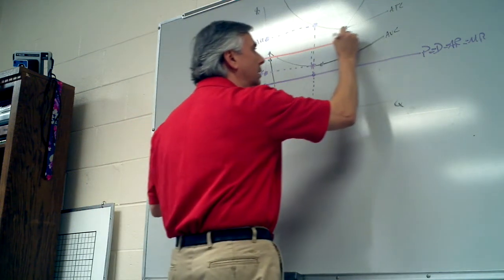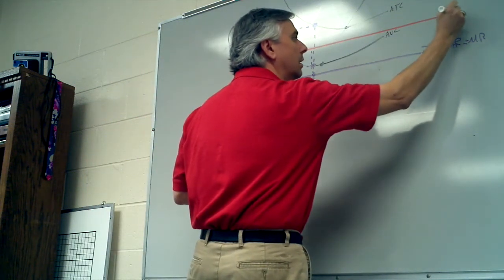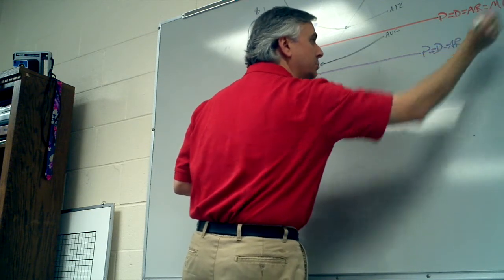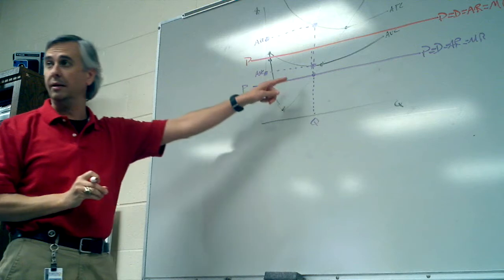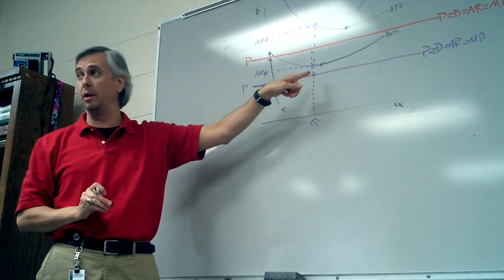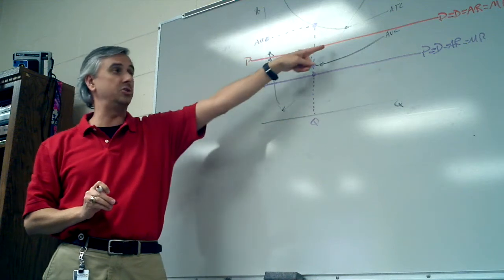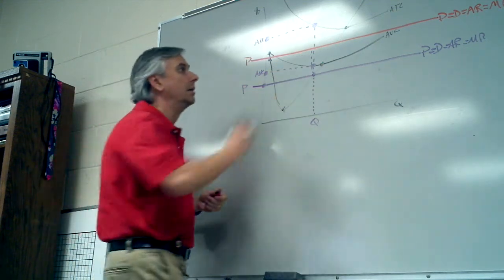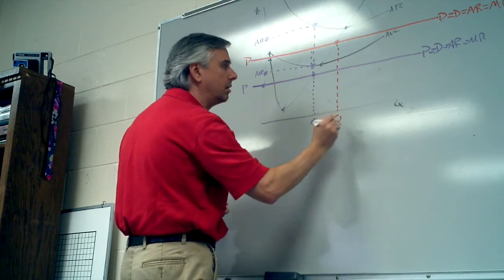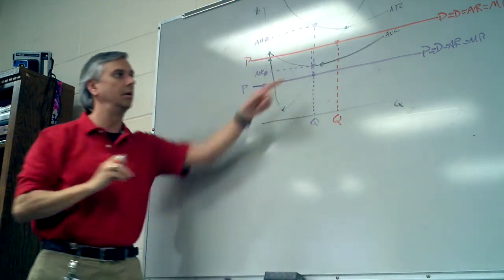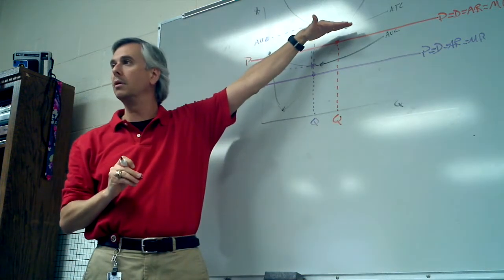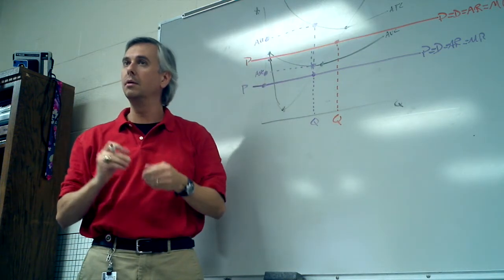Fixed costs are less than total. So it's like a paper cut. Well, it might be worse than that, depending on how much you're losing. It's bad, but not as bad as it could be. This is where the ambulance goes really fast. And when ATC intersects price, you're at normal profit.